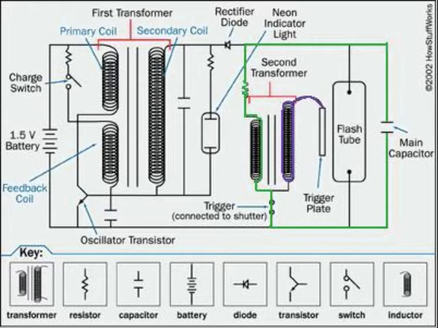The negative charges building up in the trigger plate repel the electrons in the gas inside the flash tube. When enough dissociation of electrons occurs in the flash tube, the current will go through the tube. This excites the electrons, emitting light. All of this happens nearly instantaneously, resulting in the flash we see.